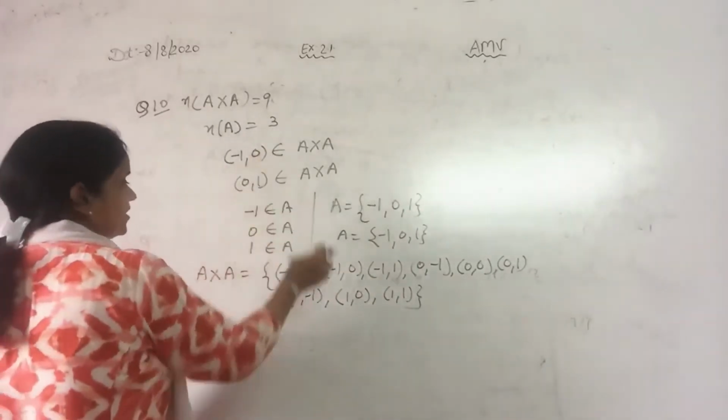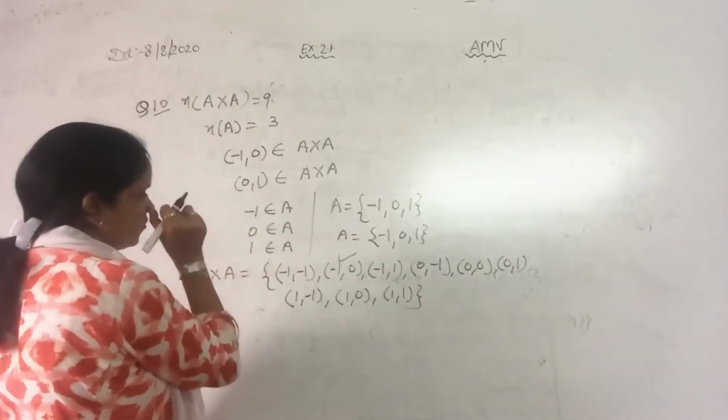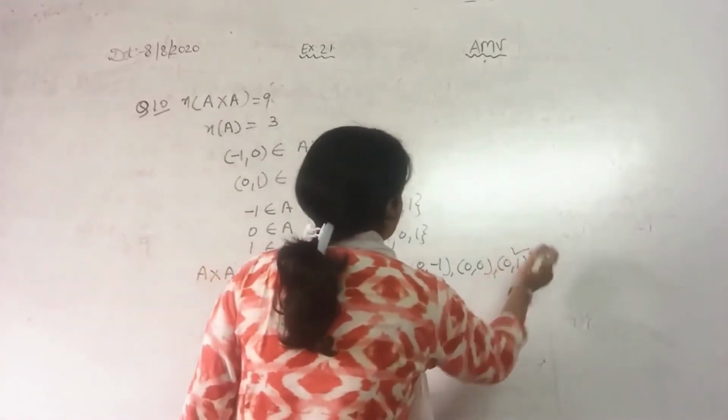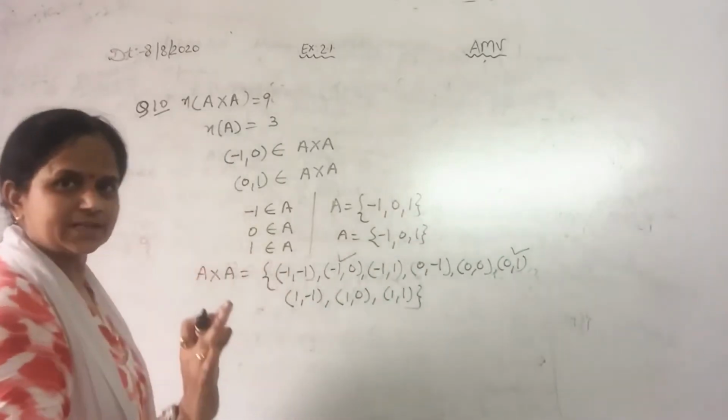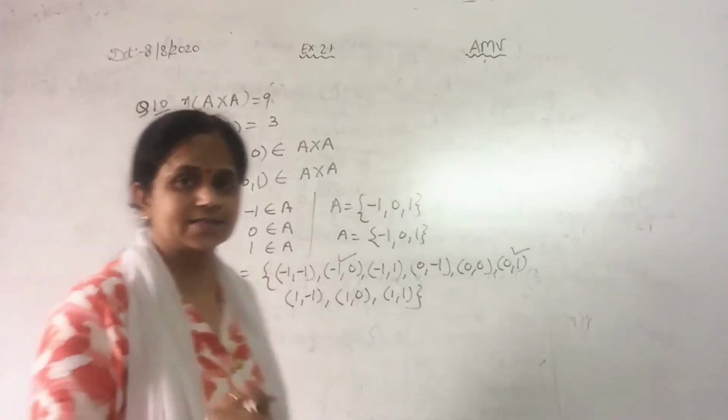Okay. 2 are given: (-1,0), this one, and (0,1). Okay. So don't write these 2 elements in the answer. Write all the remaining elements. Now the exercise ends here.